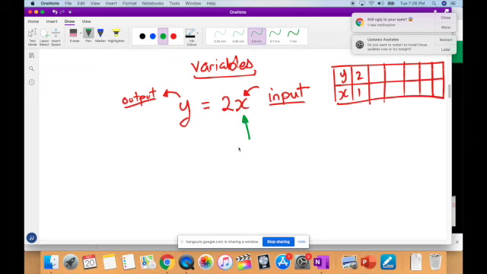So we say here that X is an independent. Wait, I think I spelled independent wrong. Independent. Is it dent or dant? Dent. Independent variable. X is independent.